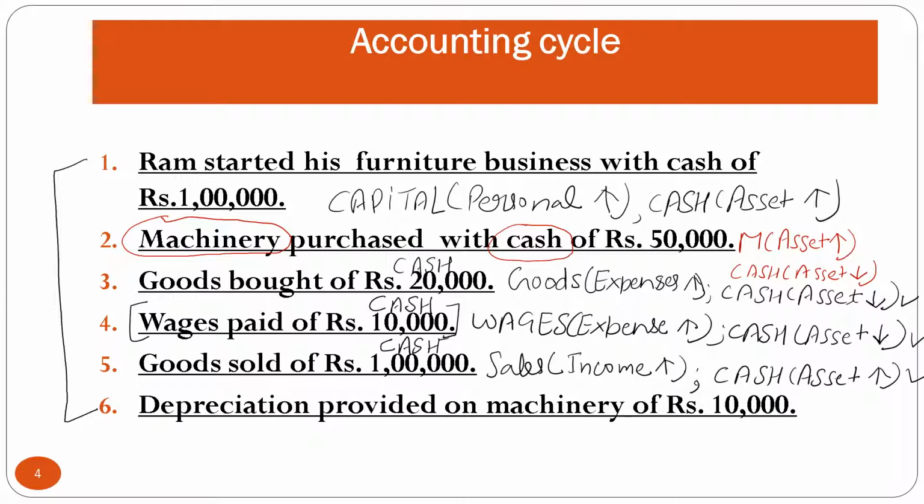Next one is depreciation provided on machinery of rupees 1 lakh, and the amount of depreciation is 10,000 rupees. Here we have two entities, the depreciation and machinery.